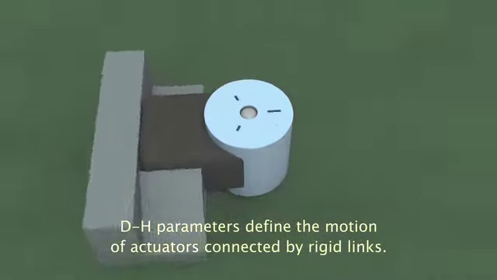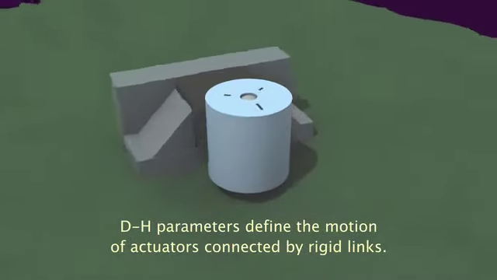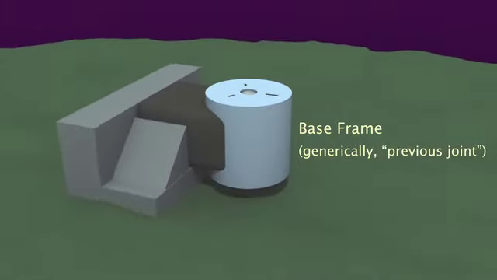Denavit-Hartenberg parameters allow you to succinctly describe the motion of a series of rigid joints. This is useful for efficient calculation of forward and inverse kinematics.